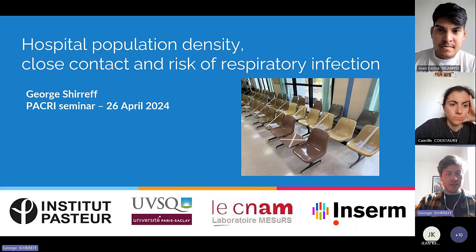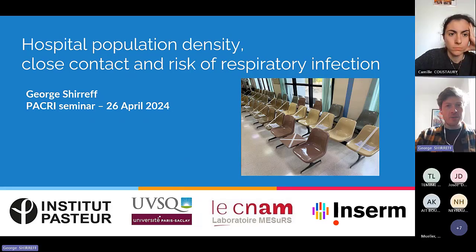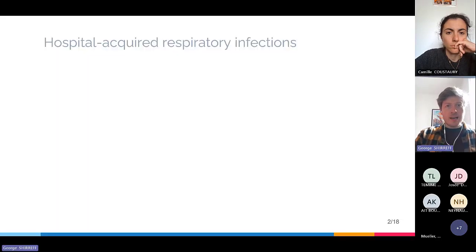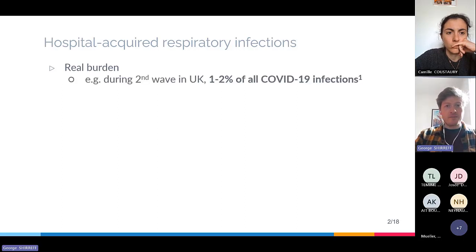So I'm going to present some work looking at how hospital population density can affect close contact in hospital and therefore the risk of respiratory infection. Why are we interested in hospital-acquired respiratory infections? Well, there's a real burden of infections.